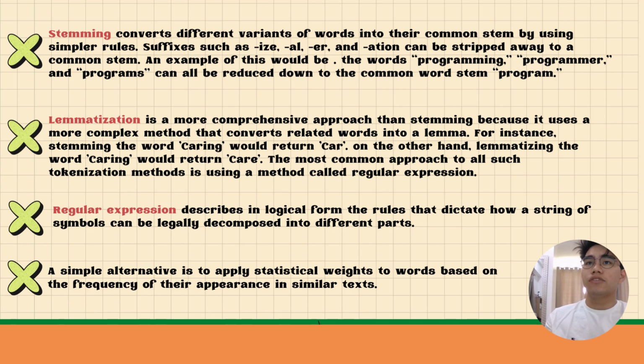Stemming converts different variants of words into their common stem by using simpler rules. Suffixes such as -is, -al, and -ian can be stripped away to a common stem. An example of this would be the words programming, programmer, and programs. They can all be reduced down to a common word stem, program.